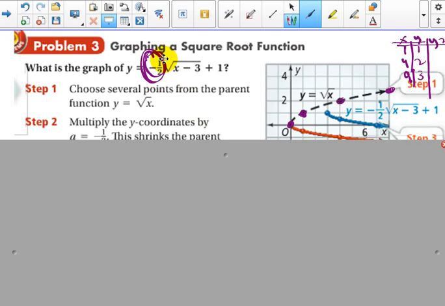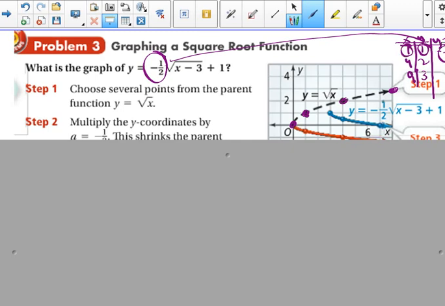So to your y value, all you have to do is multiply by the sign and your a value. So I'm going to multiply my y values by -1/2 and get our new y value. So let's go to our old y value 1 and multiply it by -1/2. So that's going to be a -1/2. Okay, so now let's plot our new point: 1, -1/2.